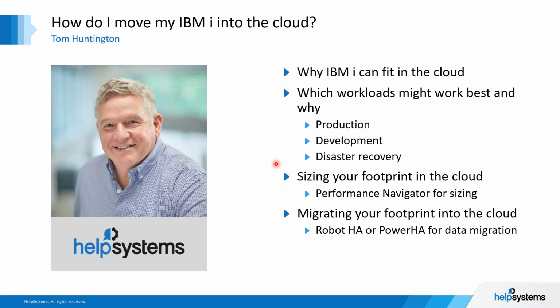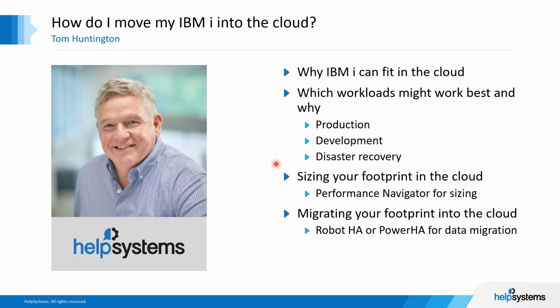So if you're looking at a production environment, I might want to stage this and plan it out. I'll spin up my partition, my VM in the cloud, and then use a tool like Robot HA to keep my data in sync from on-premise to the cloud. And then when I'm ready to switch over and do what we call in industry a role swap, I can now role swap over to that VM, and that's where my production is running in the cloud.